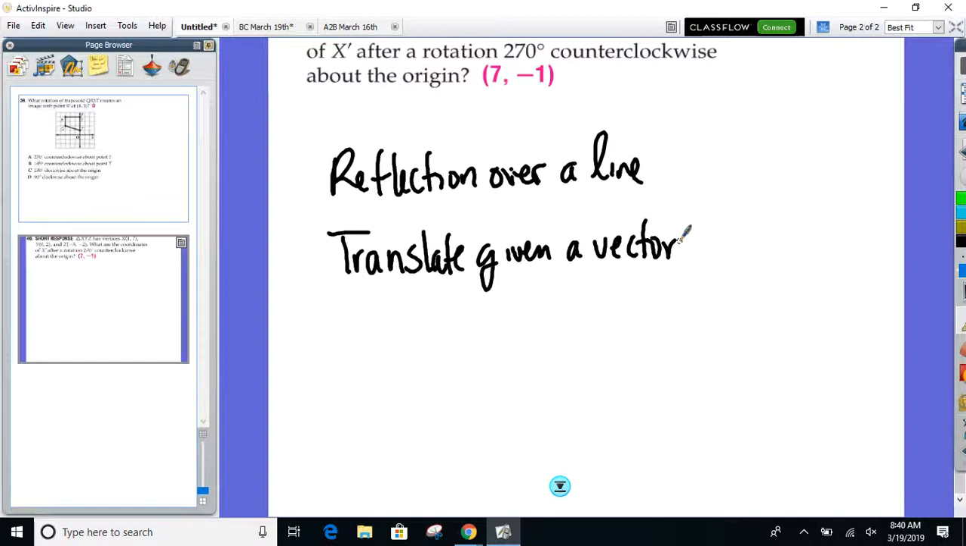Anything you want to ask about tomorrow? Yes, Meg. Via construction? No. Via algebraically? Possibly. Yep. Anything else? Any other questions?